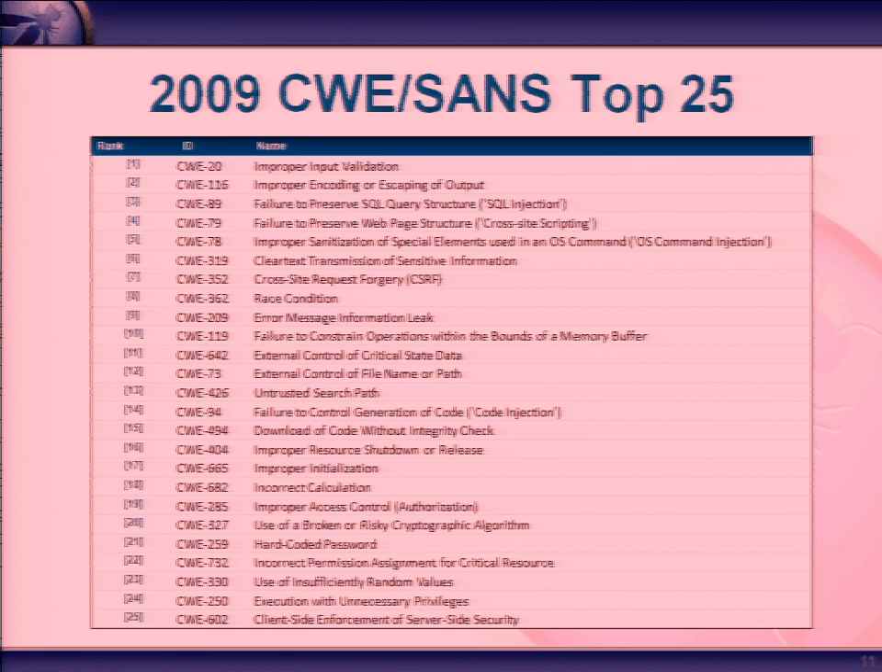I remember when I first saw this list in 2009, I thought, really, that's the best list of 25 you could come up with? And I particularly did not like this being on the list. Client-side validation as a top 25 weakness in software. I don't even consider that a security control. I'm not sure why it was there. So, my pet peeve.